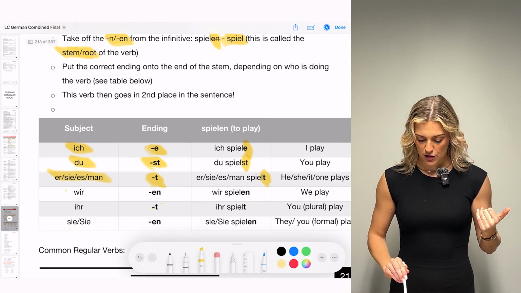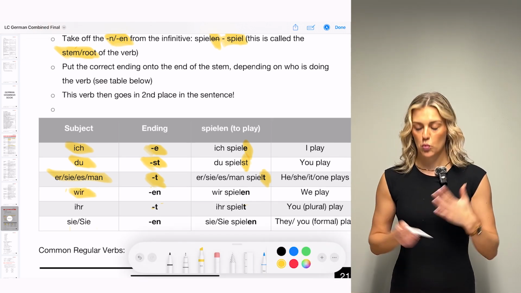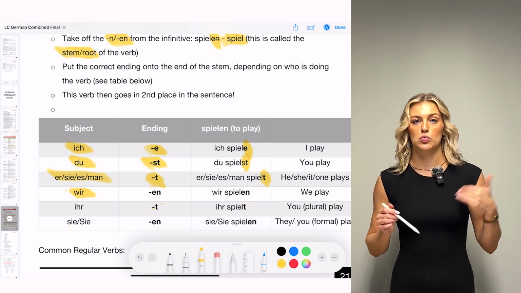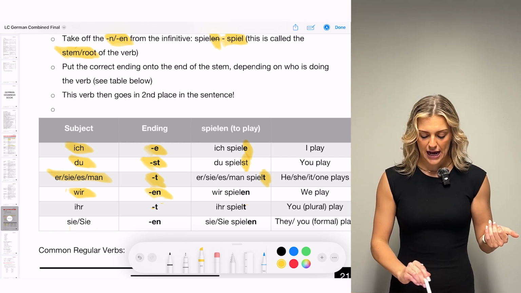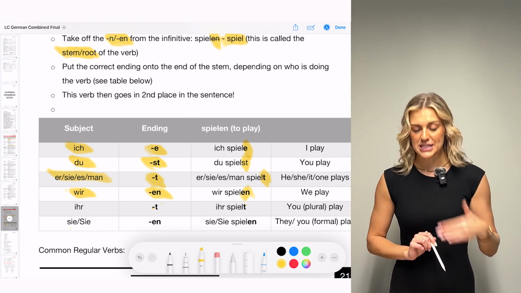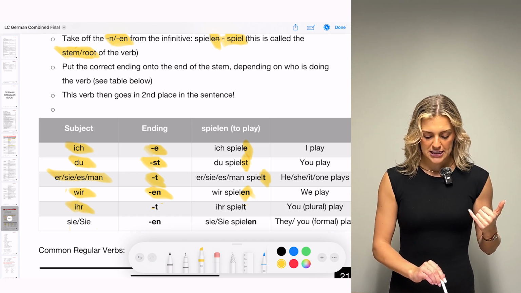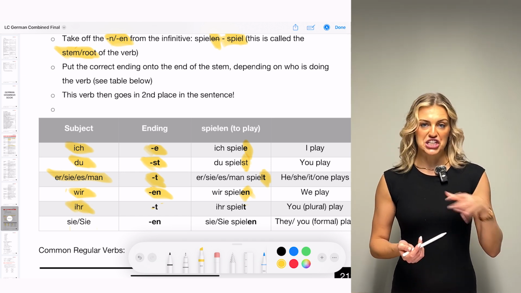Then we have wir, okay, we. If we want to say we are doing the verb, so we play, we are playing, we add on en. Wir spielen, we play. Ihr, you plural, ye or yous.